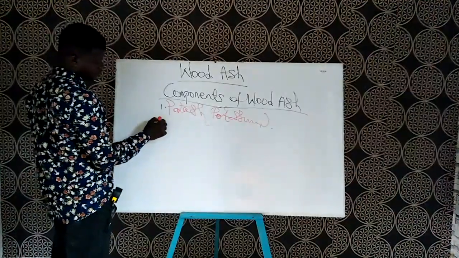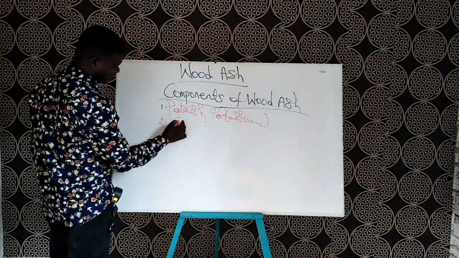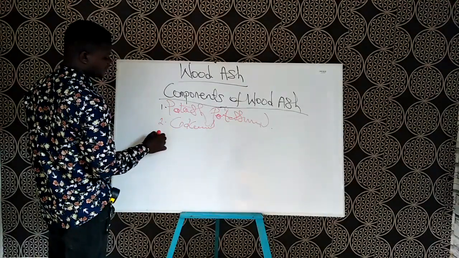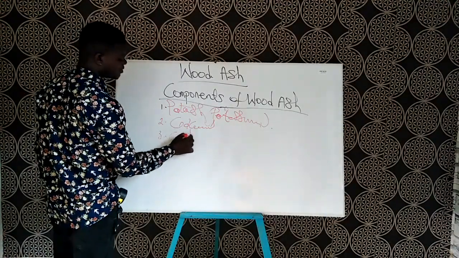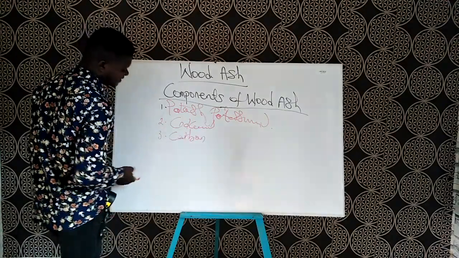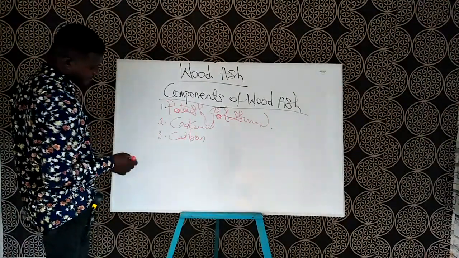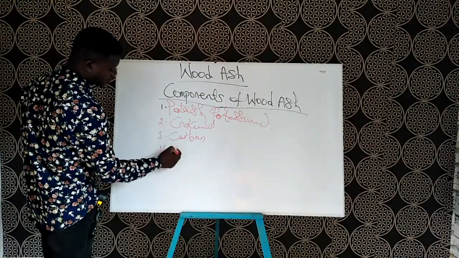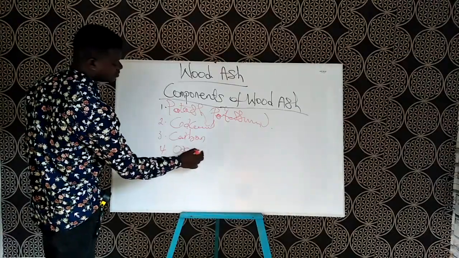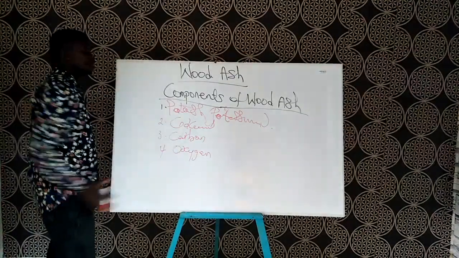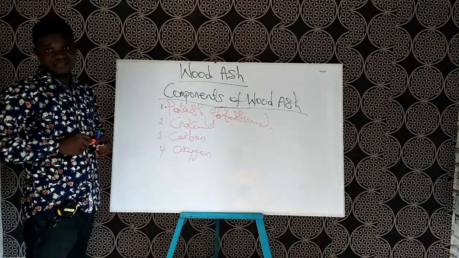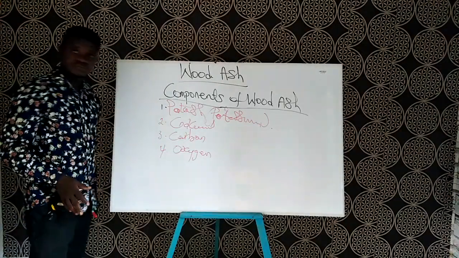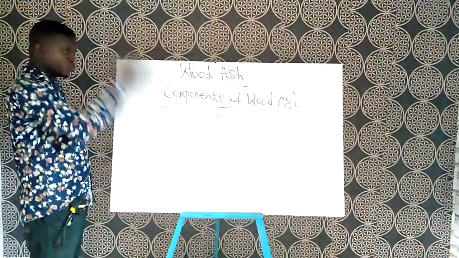Number two, we have calcium also there. We have carbon, because you know that after burning, carbon is there. That is what is found in the smoke. So carbon is there already. Then we have oxygen. All these are elements. These elements, in their organic form, are found in wood ash.